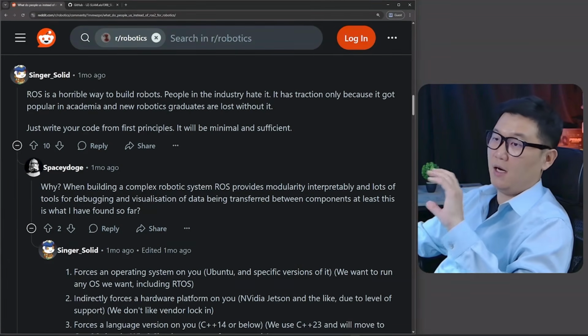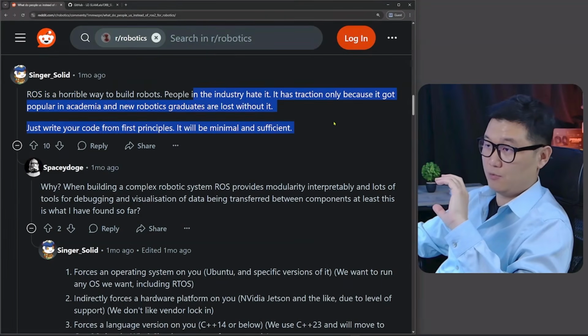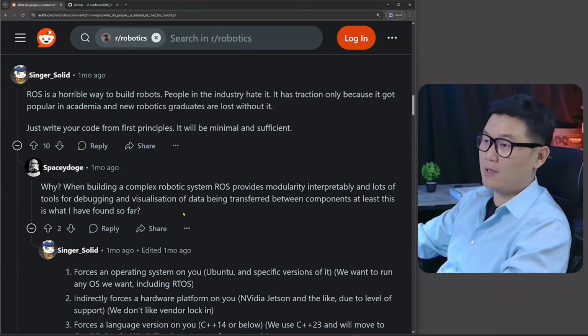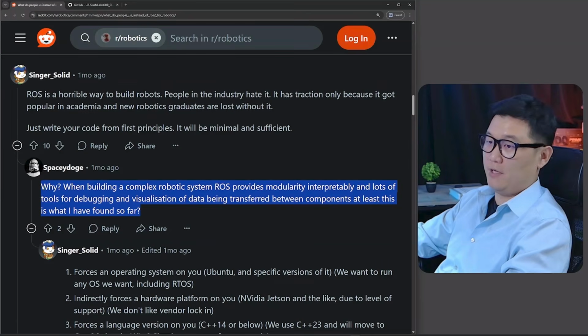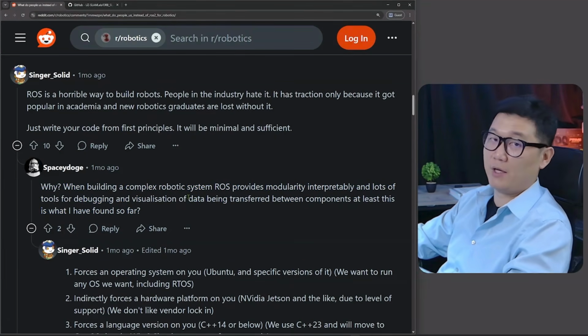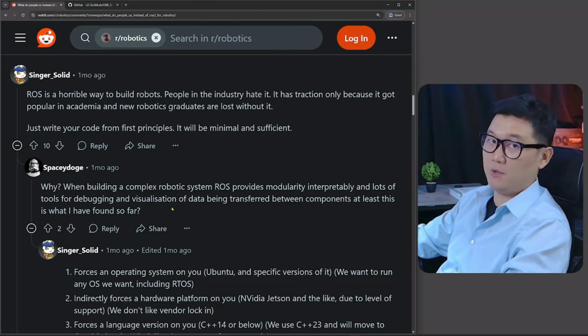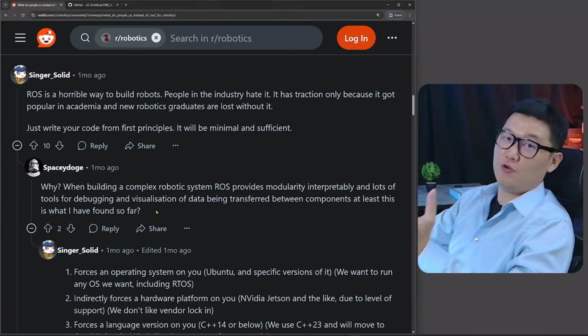This thread is saying ROS is a horrible way of building robots, and for some reasons, why not? When building a complex robotic system, ROS provides modularity and interoperability and lots of tools for debugging and visualization of data being transferred between components. At least this is what I have found so far. I totally agree that ROS is the most convenient tool for this. However, I found another way of achieving quite similar things without using ROS. For example, when it comes to data visualization, you can use rerun.io, or you can also custom develop the UI for the data monitor system if you are okay with that.